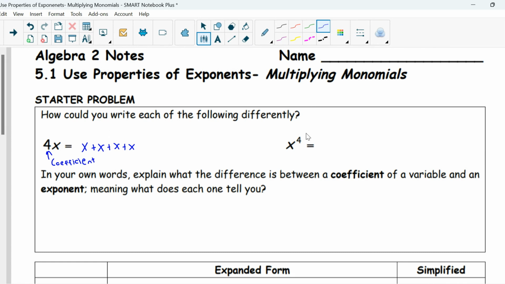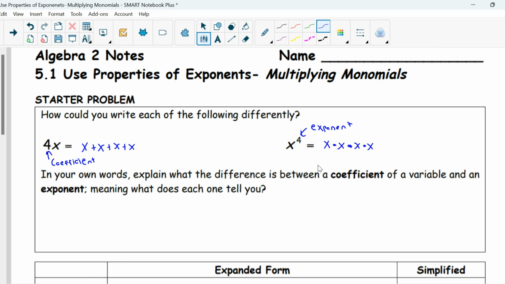In the second example here, we have x to the 4th power. So our 4 here is our exponent on x. And remember, exponents designate that we're multiplying the base by itself that many times. So this is the same as saying x times x times x times x, multiplying x by itself 4 times.